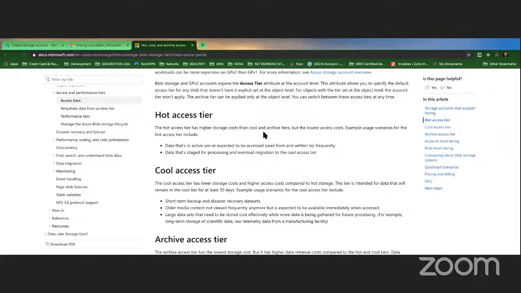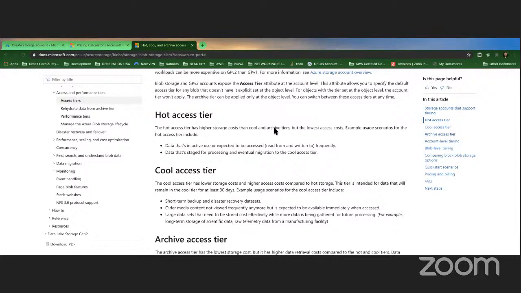So, guys, what you need to understand is the cooler it is, the more expensive it's going to be to access the information. Okay? That's the way it is. Hot has the highest storage cost because it's hot, right? But when you come to access it, it's cheaper than the other ones. Now, cool has a lower storage cost than hot, but it has a higher access cost compared to the hot. Now, archive has the lowest storage cost, but it has the highest access cost.